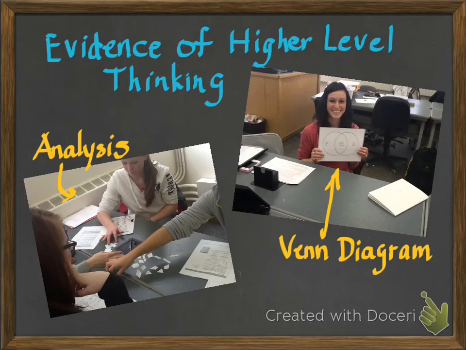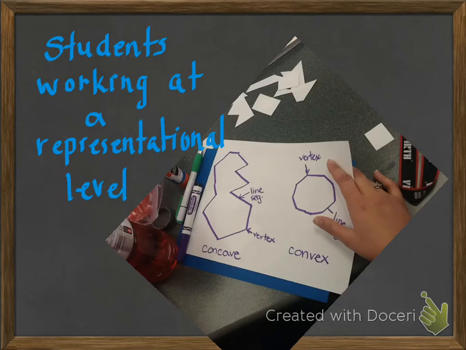I saw groups working together, analyzing the different polygons and determining what qualities they had in order to sort them. I saw extra mile, higher level thinking by having students classify polygons in a Venn diagram. I saw students working at a representational level, drawing pictures of what they had just made with paper manipulatives. Again, manipulatives are concrete. Drawing what you made is representational.